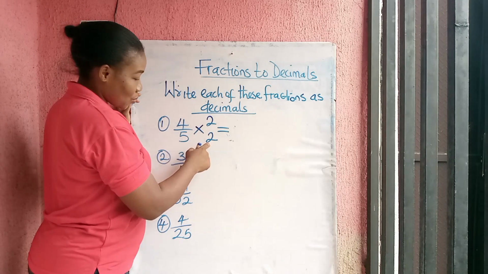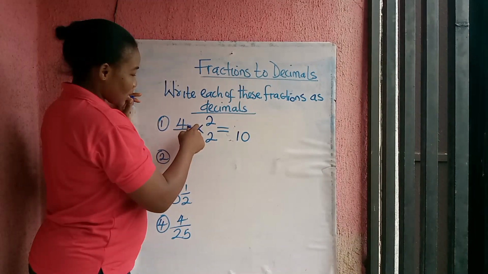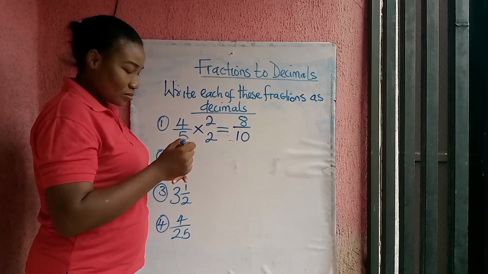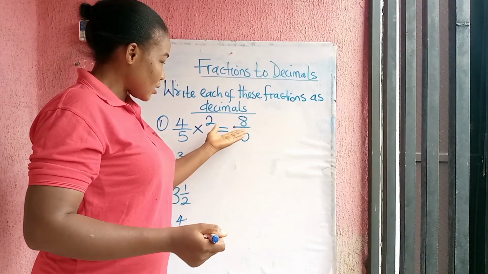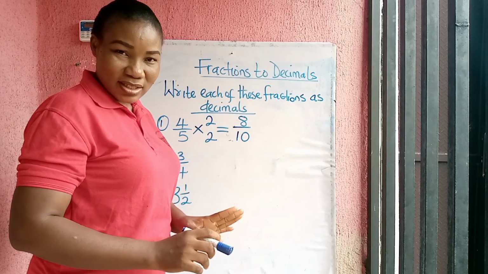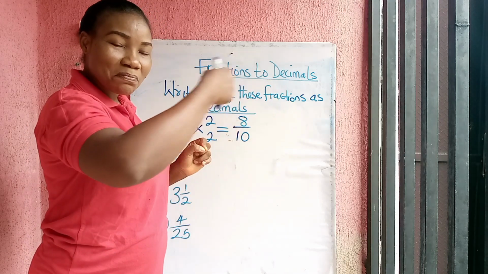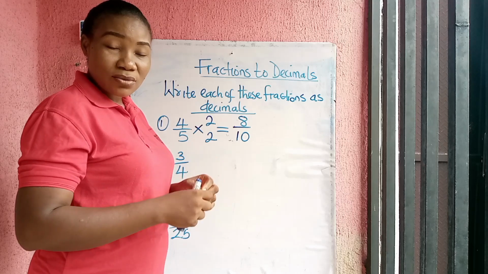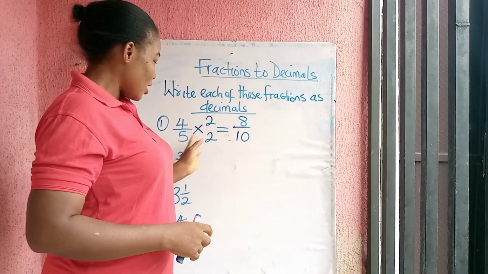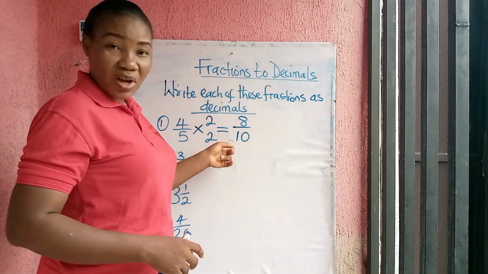Five times 2 will give us 10. 4 times 2 will give us 8. We have changed it to 8 over 10. At this point, we change it to decimal by correcting the numerator one place backwards. I have changed this denominator to a power of 10. So at this point, we have 8 over 10.